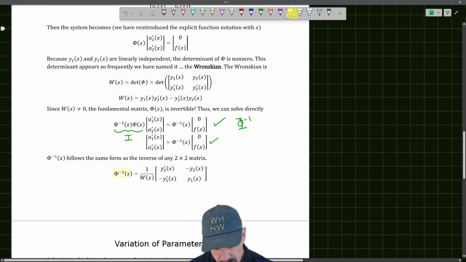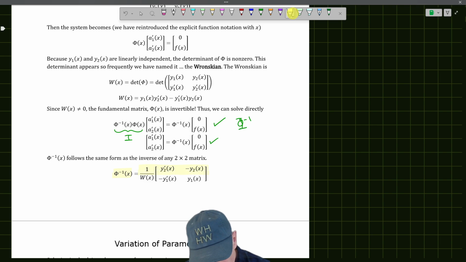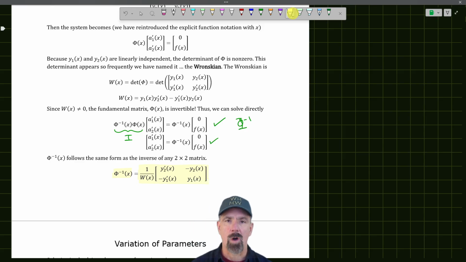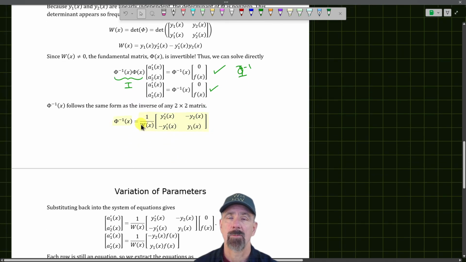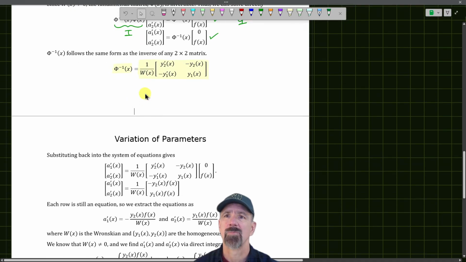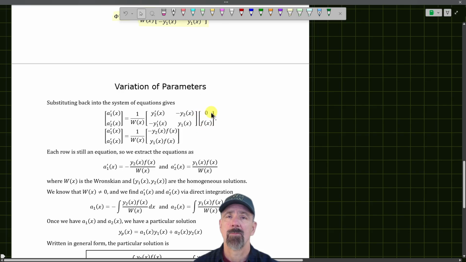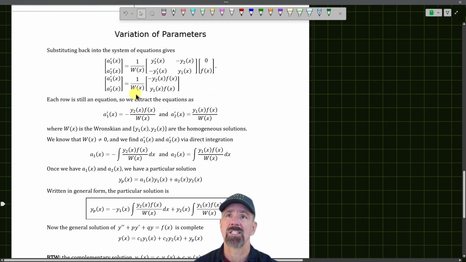In order to solve this, what we'll do is we'll substitute in for the inverse of our fundamental matrix, and that's provided right here. And this is the standard for a 2 by 2 matrix where we have swapped the elements on the main diagonal, and then we've put a negative for the off-diagonal elements and divided by the determinant. And remember, the determinant is the Wronskian. So substituting that in and then multiplying by the vector 0 times f, we can see readily exactly what we're going to end up with here. a1 prime is equal to this first entry divided by the Wronskian, and that's what we have here. And a2 prime is equal to the bottom term divided by the Wronskian, and that's what we have here.